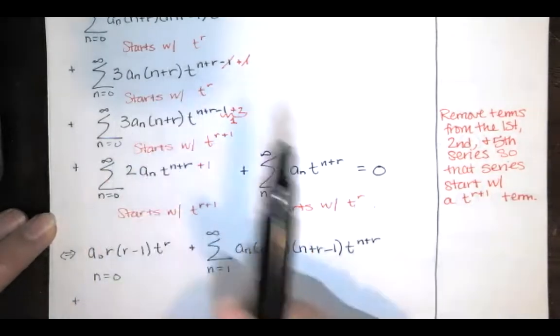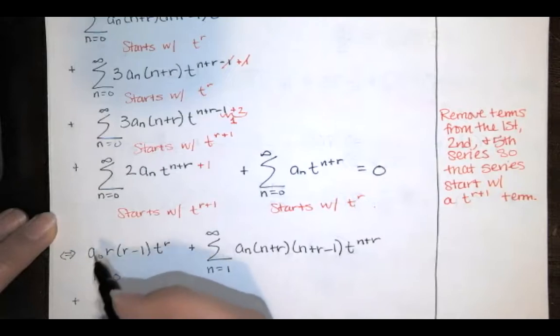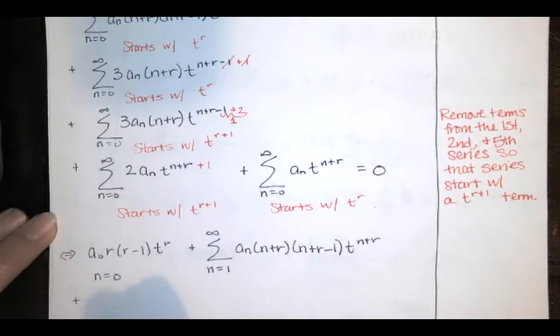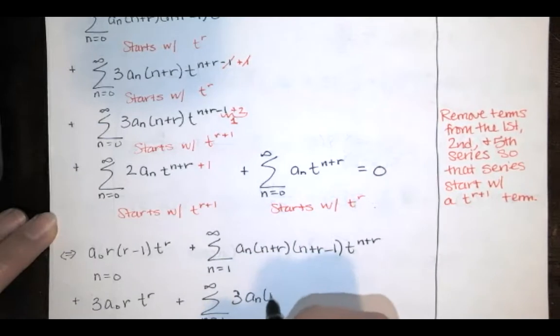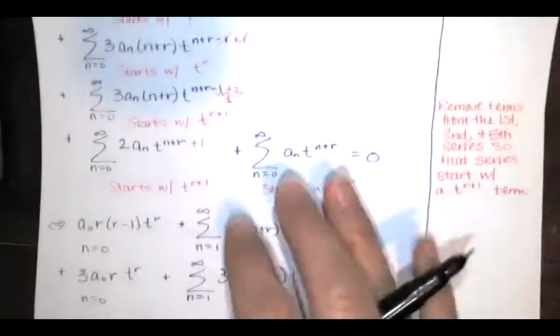Now the second series also starts with t to the r. So we want to remove the t to the r term. So we'll substitute in n equals 0. When we substitute n equals 0 there, we have 3 times a sub 0 times r times t to the r. And then we'll pick up where we left off at n equals 1. Okay, so that's the first series and the second series.